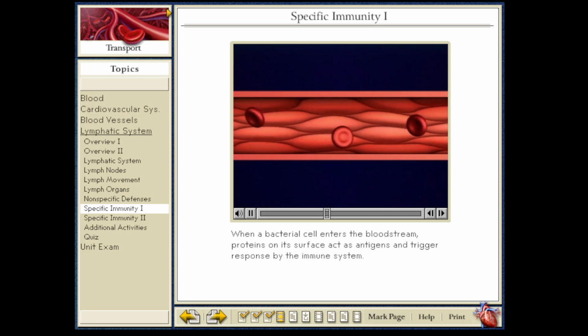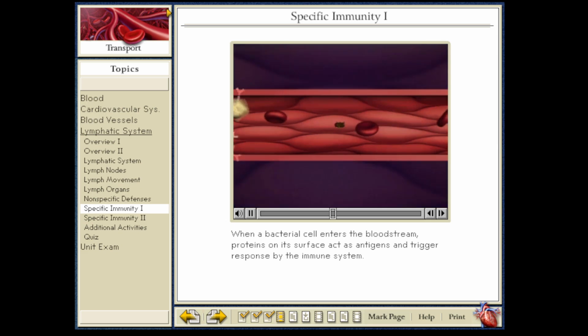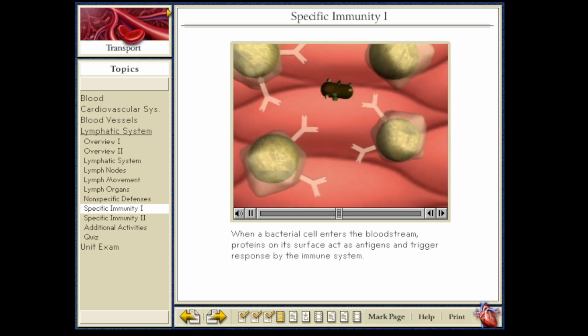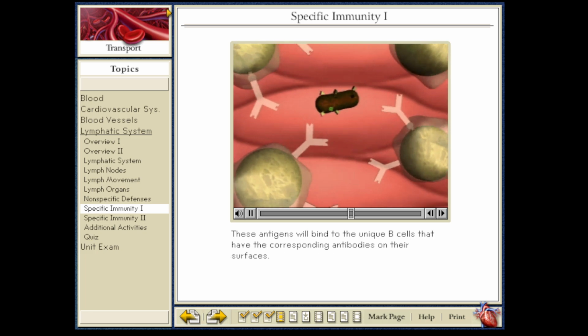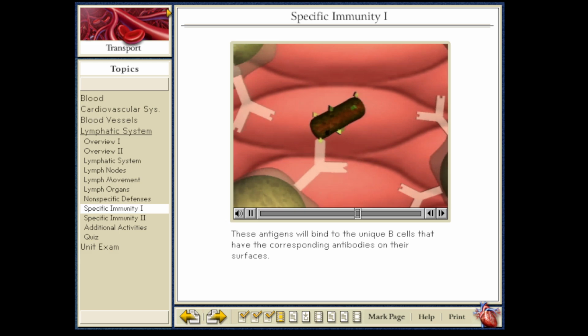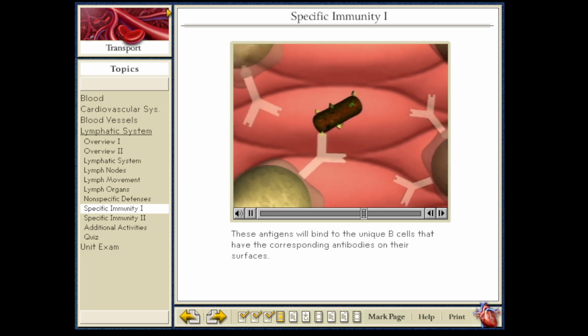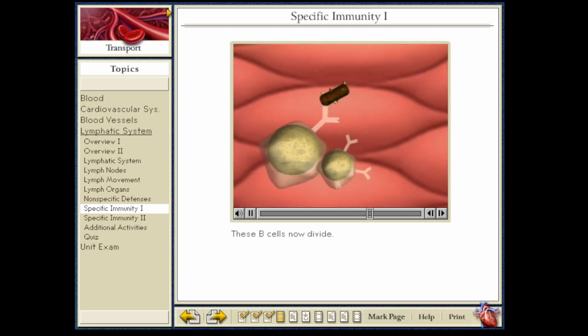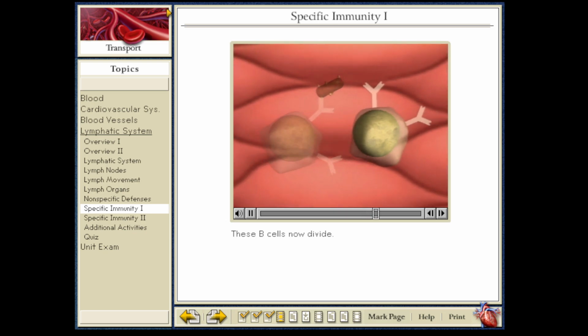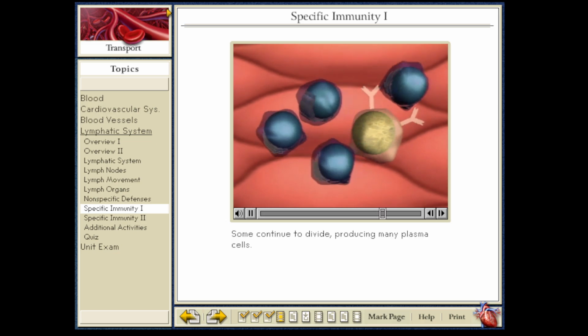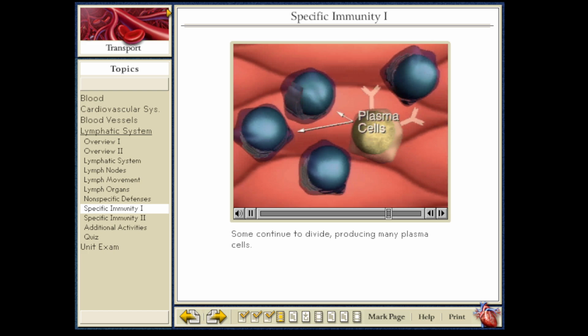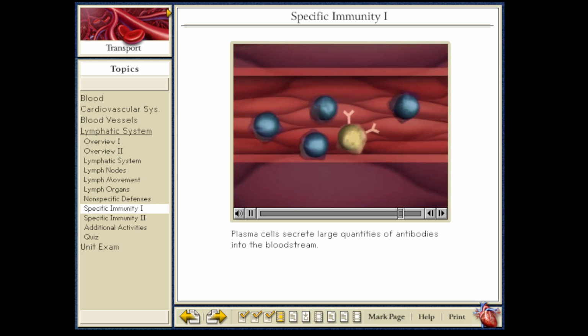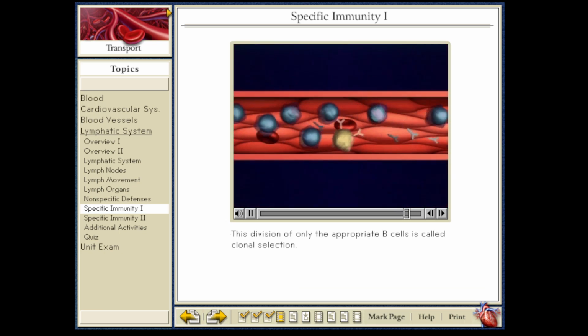When a bacterial cell enters the bloodstream, proteins on its surface act as antigens and trigger response by the immune system. These antigens will bind to the unique B cells that have the corresponding antibodies on their surfaces. These B cells now divide. Some continue to divide, producing many plasma cells. Plasma cells secrete large quantities of antibodies into the bloodstream. This division of only the appropriate B cells is called clonal selection.